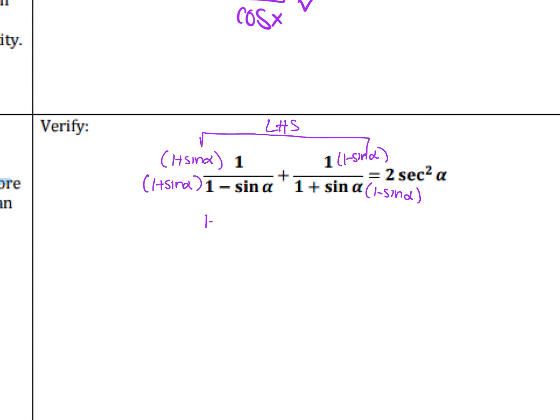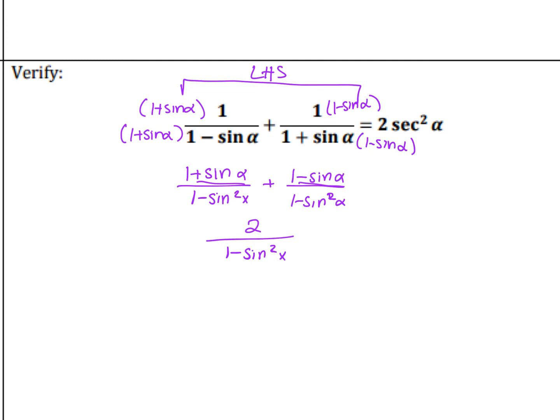So on this side, I'm going to have 1 plus sine over, well, we just did 1 plus sine times 1 minus sine, and we're going to get 1 minus sine squared plus 1 minus sine all over 1 minus sine squared. So I'm going to combine this all over the common denominator of 1 minus sine squared. On top, I'm going to have 1 plus 1 is 2, but then sine plus a negative sine is going to cancel. So I'm going to end up with 2 over 1 minus sine squared. Well, we just talked about that 1 minus sine squared is the same as cosine squared. So I'm going to put 2 over cosine squared.